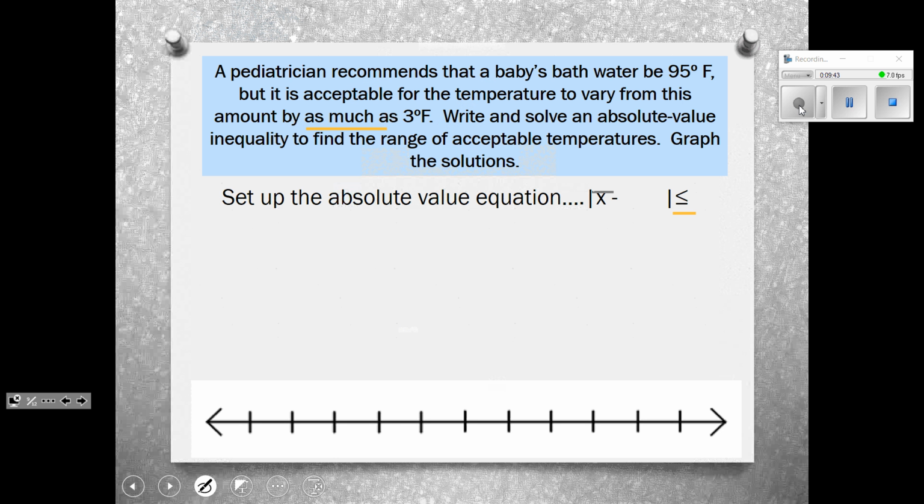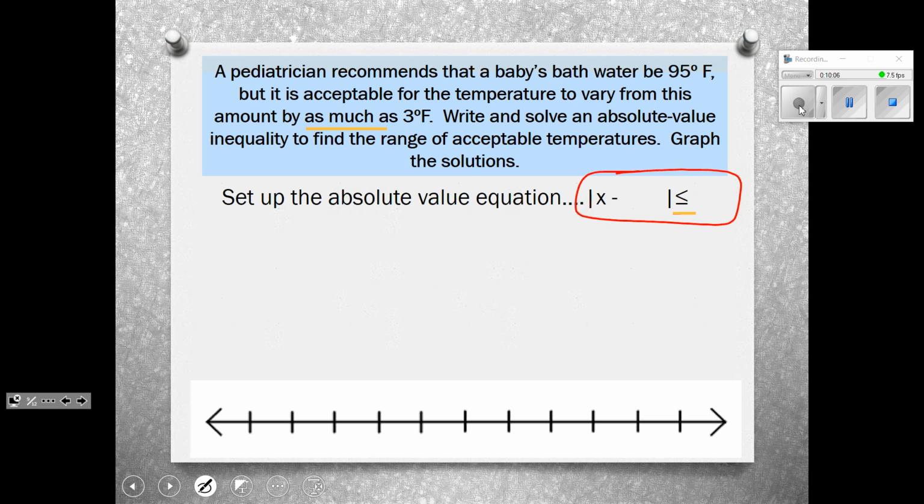Here's an example of what an inequality would look like in a problem from the real world. As you read through it, you want to look for two numbers. One number is what we call your base number. The second number tells you how much you're going to vary by. We're going to plug those numbers into this equation right here.